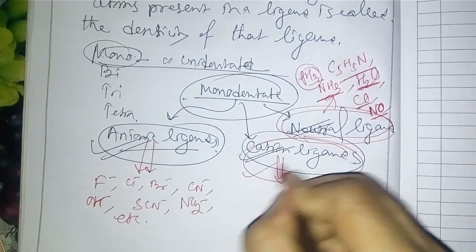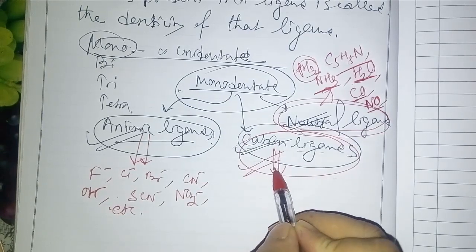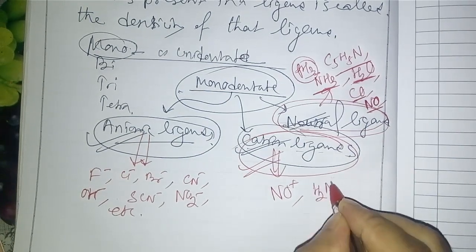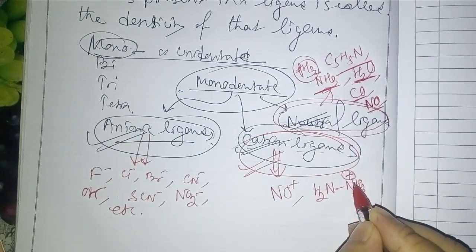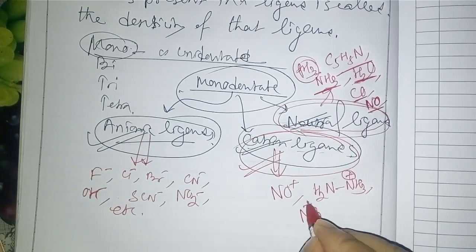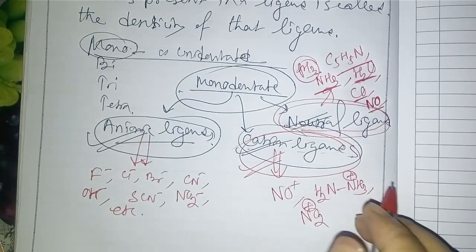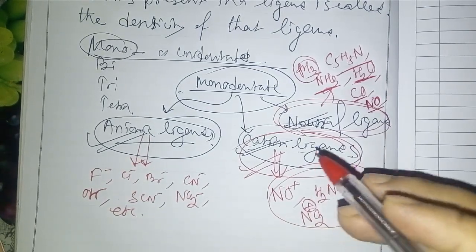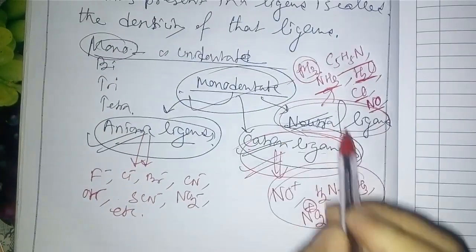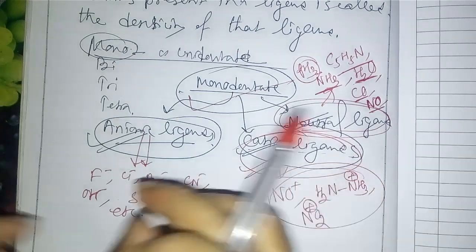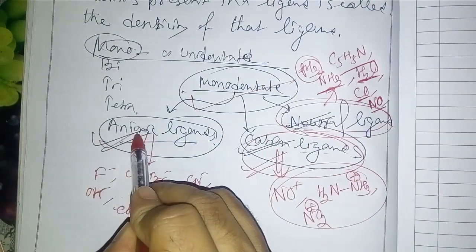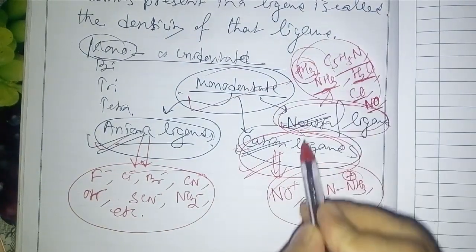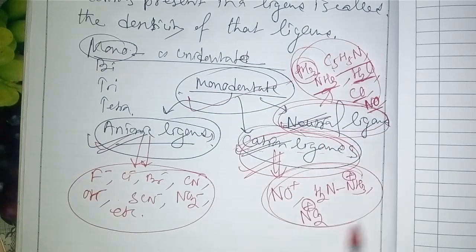Now cationic ligands. Some examples are NO plus, H2N-NH3 plus, NO2 plus. So these are cationic ligands. For the nature of monodentate ligands there are three: anionic, neutral, and cationic, and these are the examples.